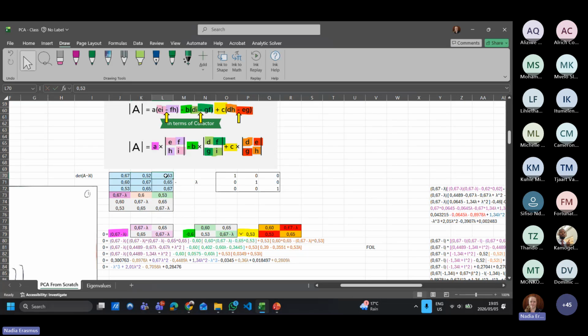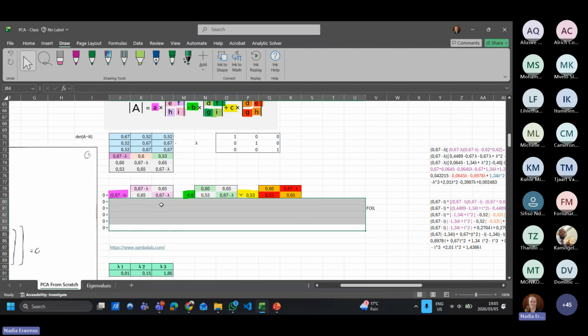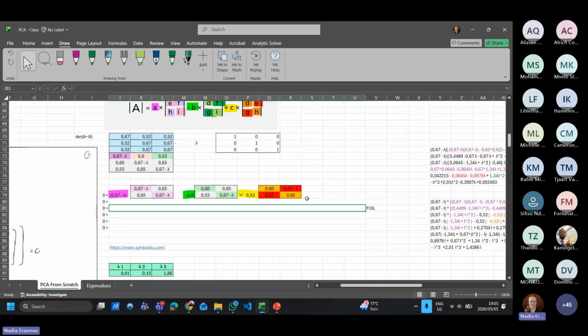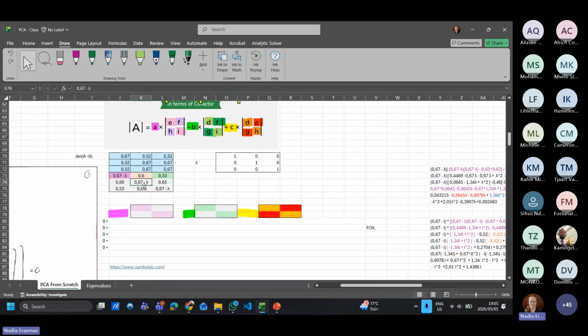0.52, 0.67, 0.52. Okay, so this is how we're going to do it. So let's see. We are going to look at it from the perspective of what we have just looked at.